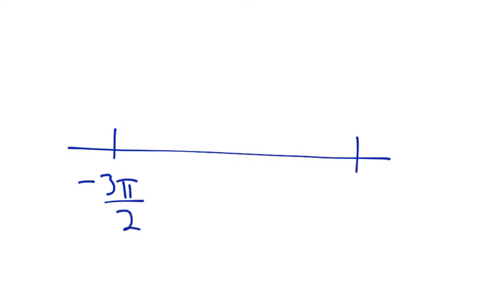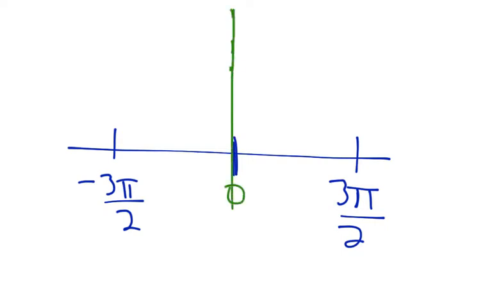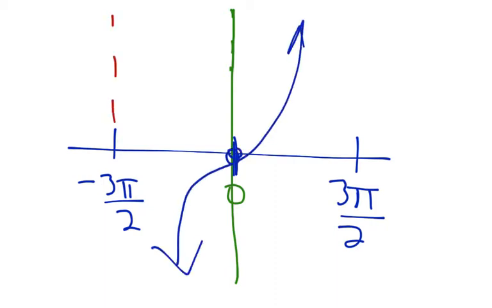Alright, so this is what we're looking like. We have a negative 3 pi over 2 here, and a positive 3 pi over 2 here, and the middle at 0, at my x-axis. I have a tangent graph going through that, and I know that I shouldn't have anything here or there. So I need to look for all the graphs that go through the origin looking like that.